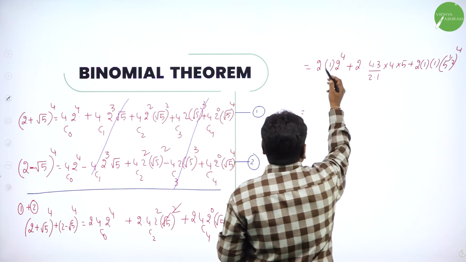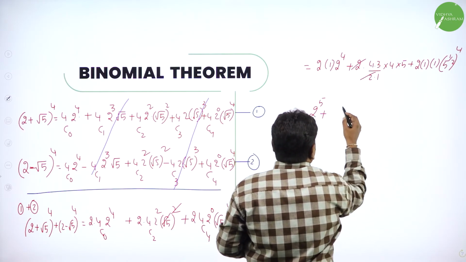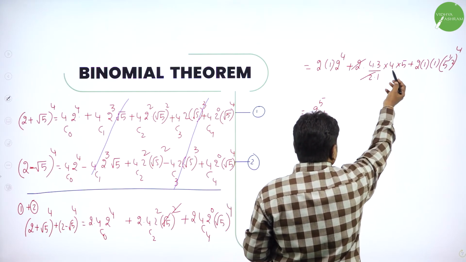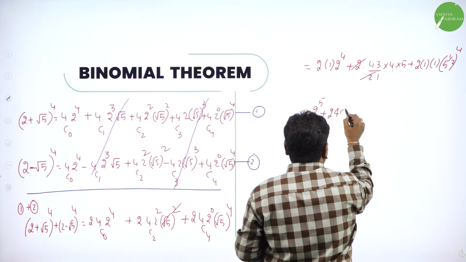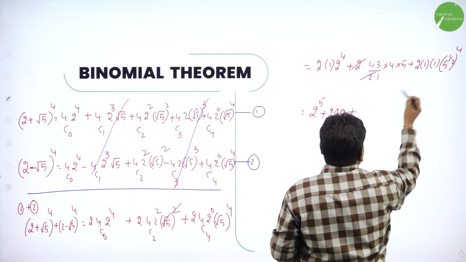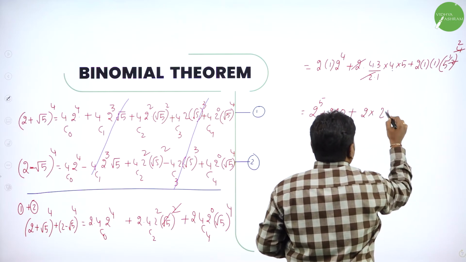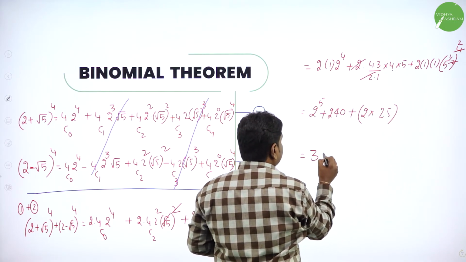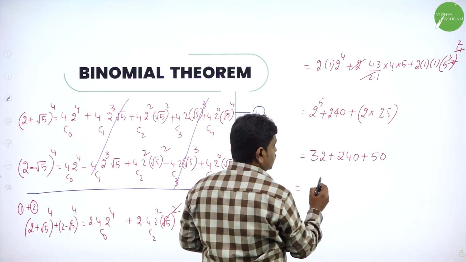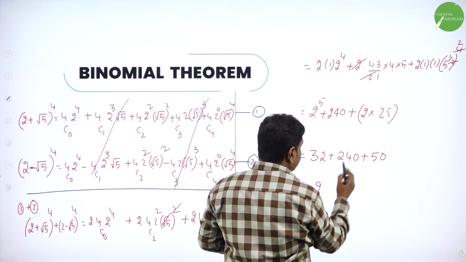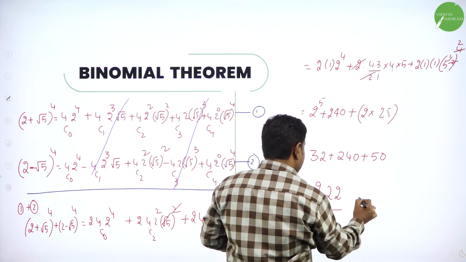Now simplify this. 2 power 5, it will become 2 into, and here 2 will cancel. 4 4s are 16 into 3, or 4 5s are 20, 2 3s are 6, 4 6s are 24, 240, plus 2 into 2 1s are 2, 2 2s are 2 into 5 square, 25. Now 32 plus 240 plus 50, that is 290 plus 32, 322. So answer is what?